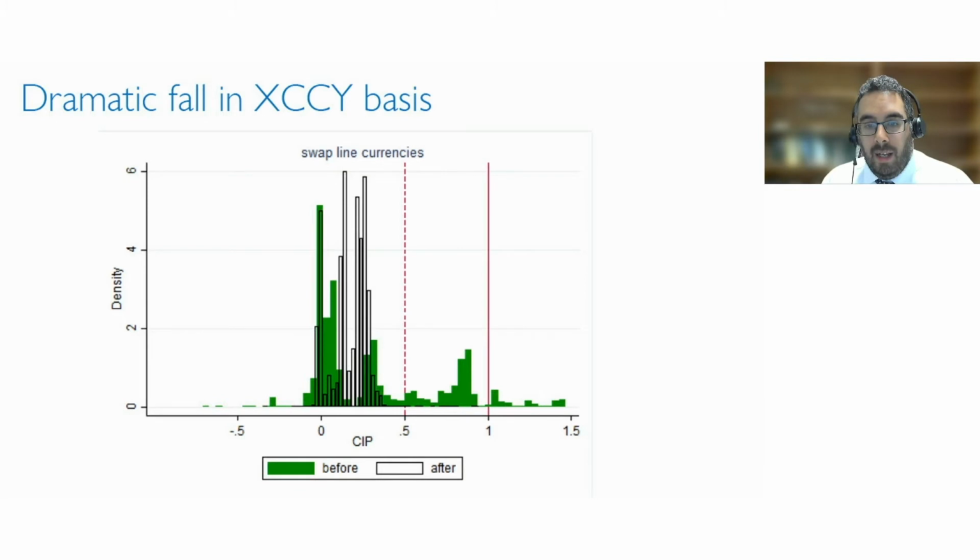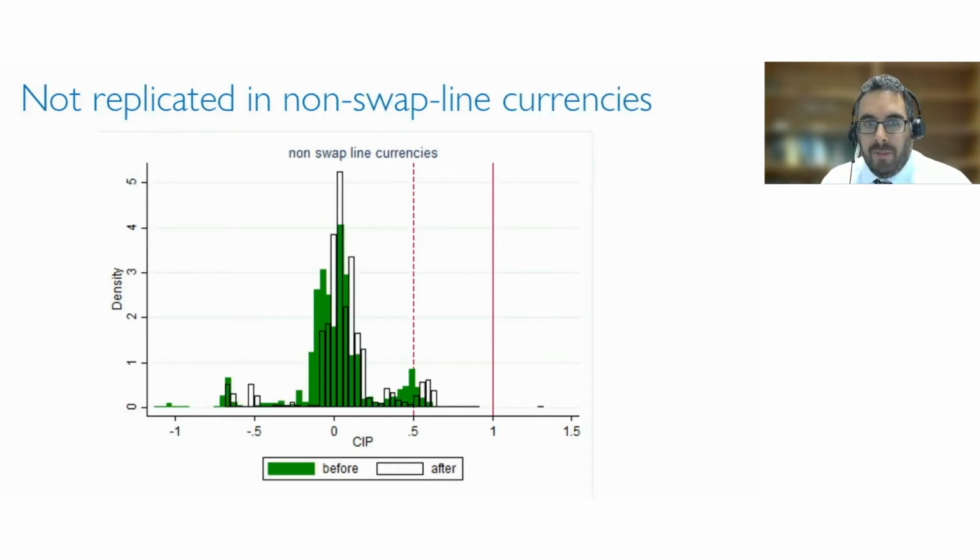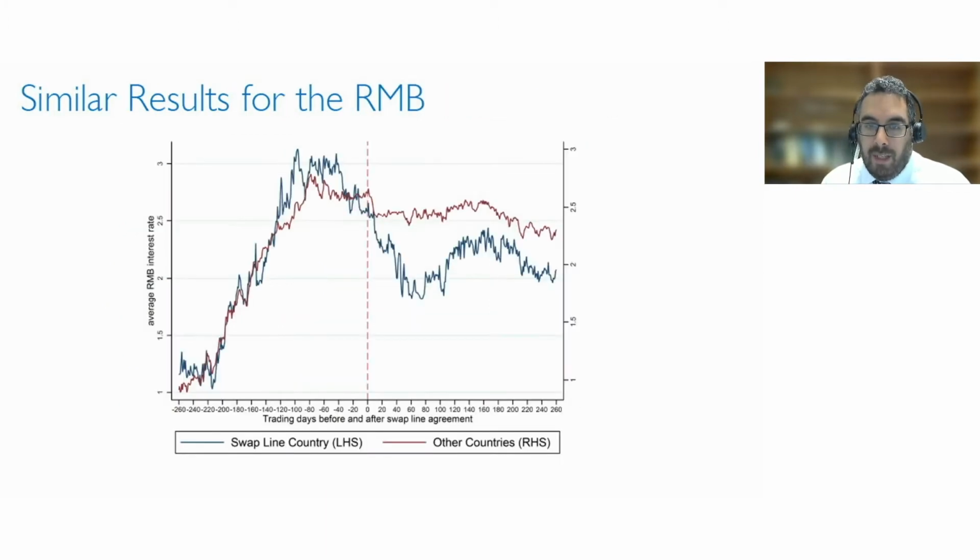That wasn't the case for currencies without a swap line, just to show it survives a difference-in-differences. And the same results hold for the RMB too. If you do an exercise and look at currencies with and without the swap line with the PBOC, and look at the cost of synthetically borrowing RMB in the periods before and after those agreements were signed, you do see a decline in the cost of borrowing offshore in RMB around the swap lines being put in place.